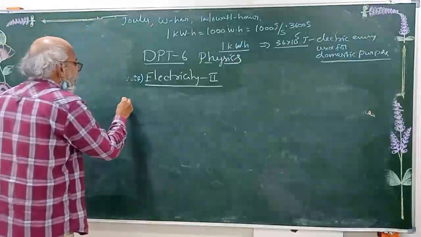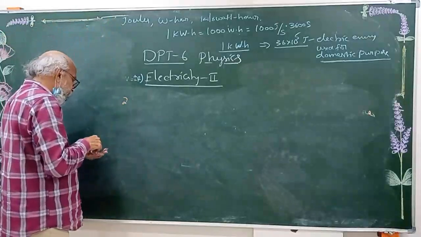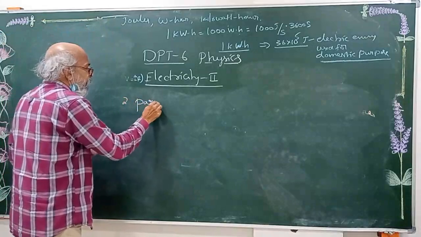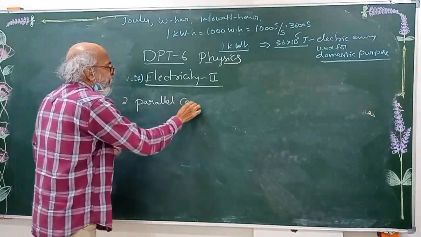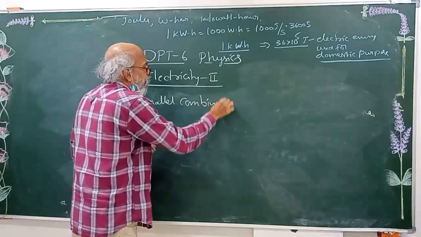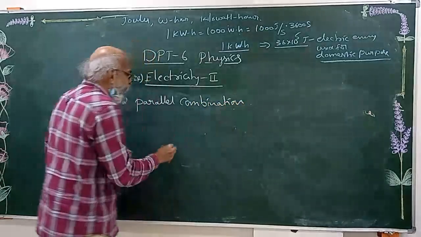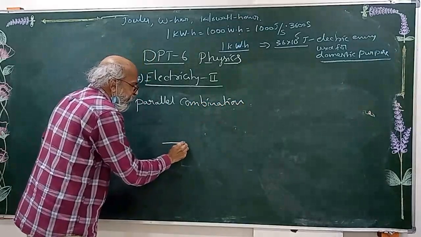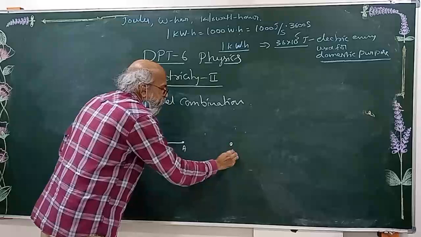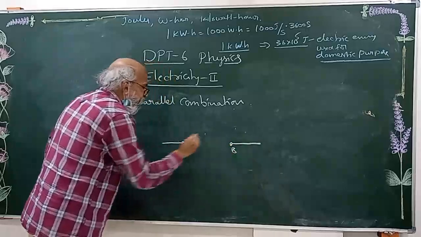Okay, now coming to the second important thing, parallel combination. Parallel combination means, here what will we do? We take two or more resistors and we connect them across the same terminals AB.